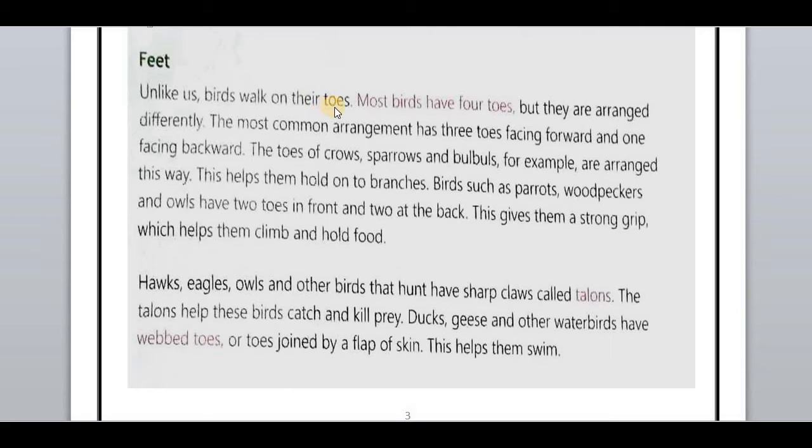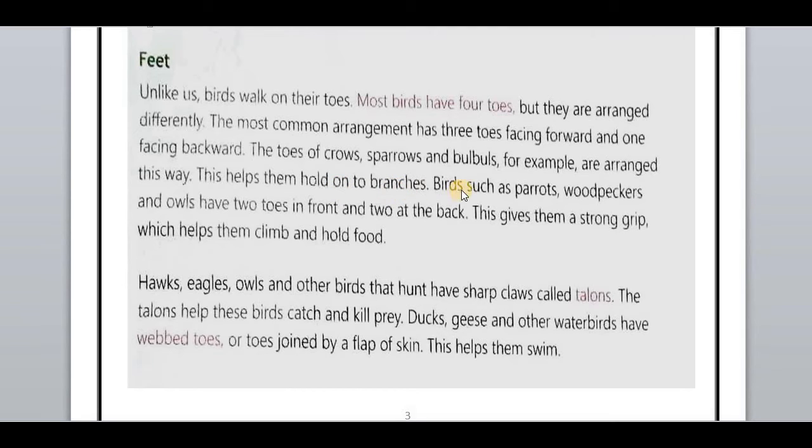Birds walk on their toes. Most birds have 4 toes, but they are arranged differently. Some birds, like crows, sparrows and bulbul, have 3 toes facing forward and 1 toe facing backward. And their toes help them to hold on to branches.